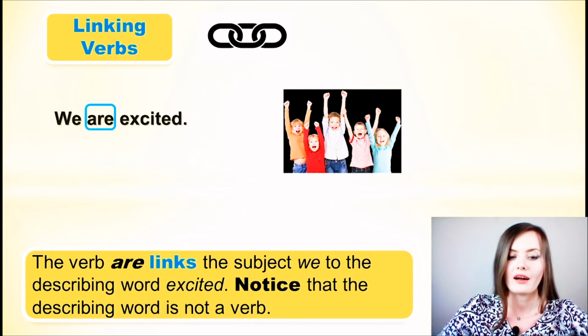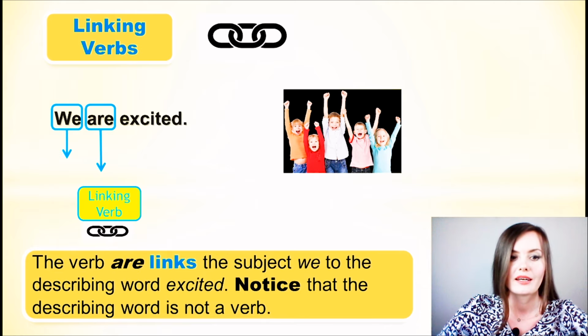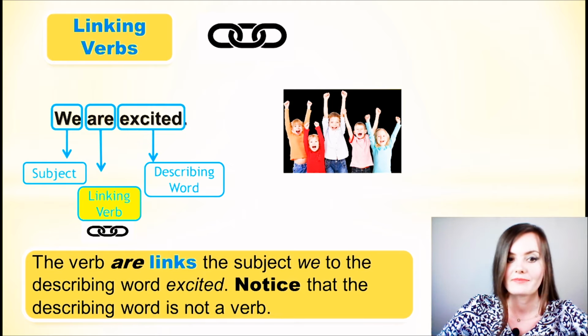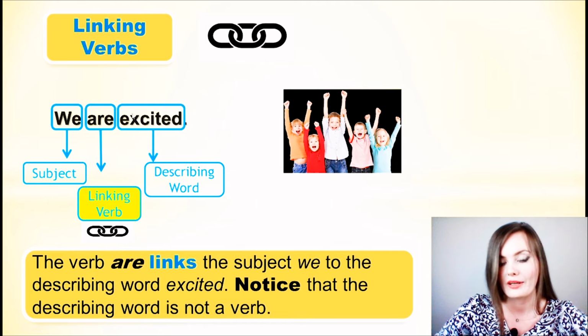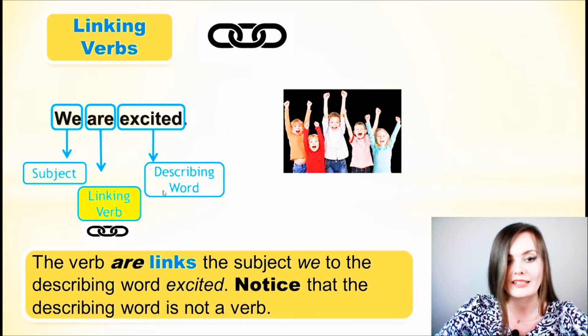Okay, let's see one more example. We are excited. So the verb are links the subject we to the describing word excited. Notice that the describing word is not a verb. So one more time, the verb are is a linking verb because it links the subject we to the describing word excited. It's right in the middle. It links these two words, the subject and the describing word.